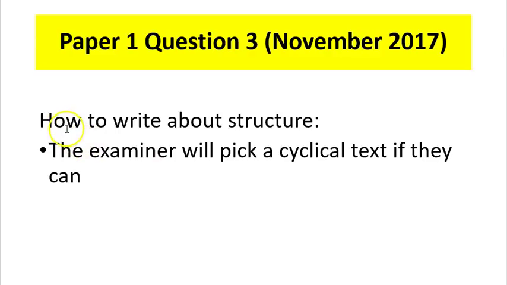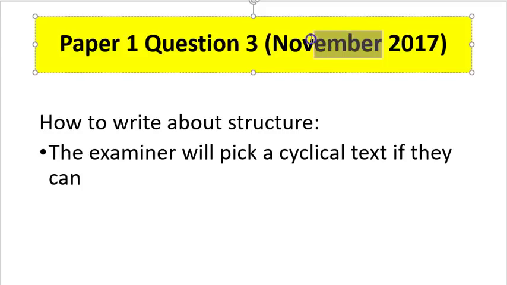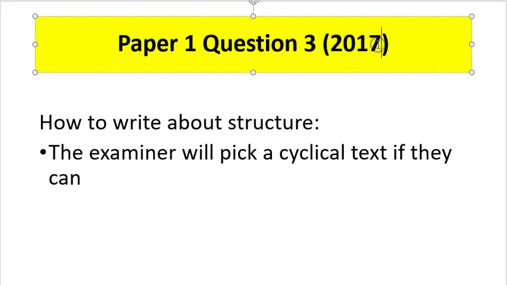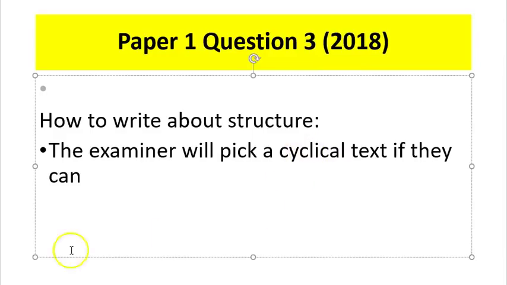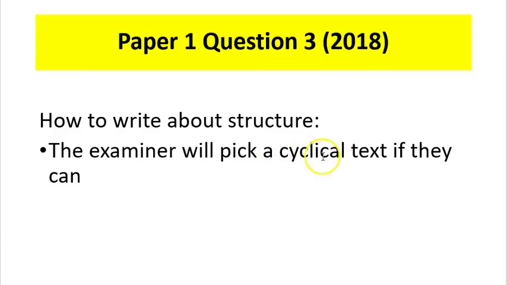Okay, so how do we write about the structure? Well, what we've noticed in the November 2017 exam and also the June one, and also in the 2018 exam, so all 3 exams so far, what the examiners have done is they have tried to pick a text with a cyclical structure. In other words, the ending of the bit that they've given you refers back to the beginning.